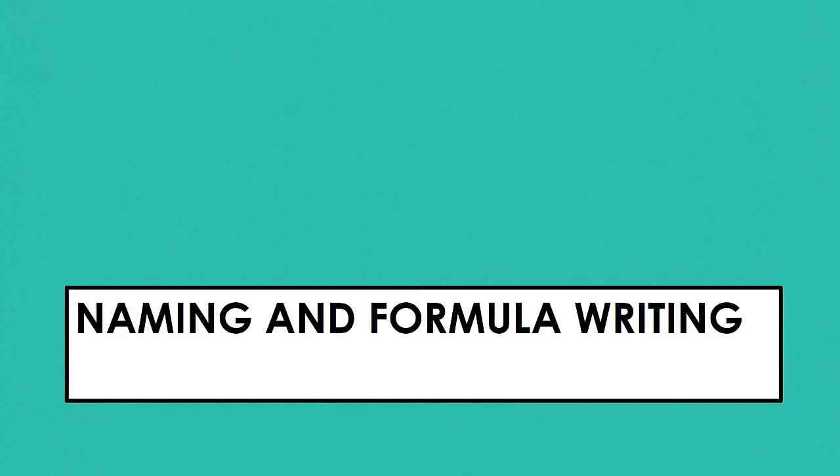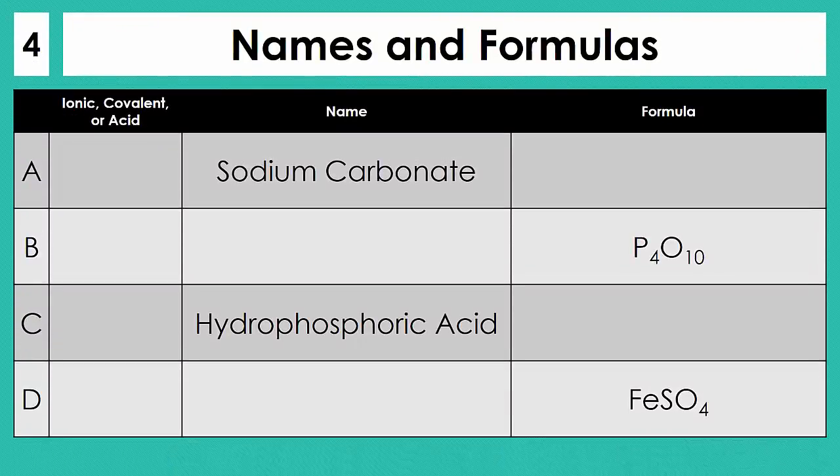The next set of questions are about naming and formula writing. So we have several names and formulas, and we need to fill out some information about them. So first I've got the sodium carbonate. I need to identify what type of compound this is. Sodium is a metal, and carbonate is a polyatomic ion, so this is going to be an ionic formula.